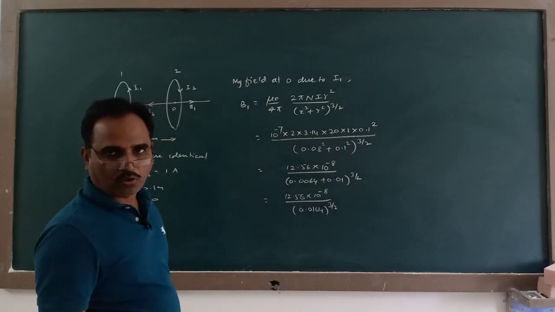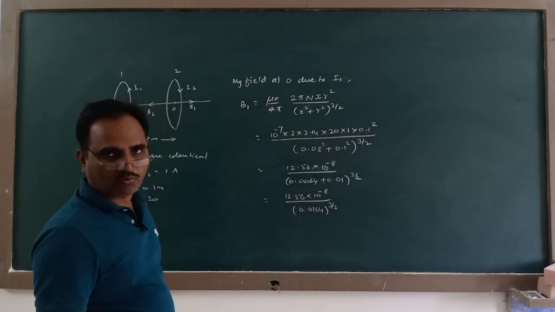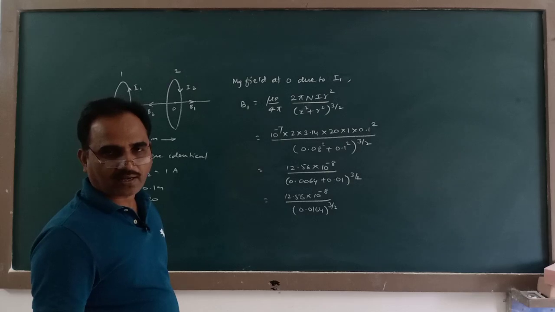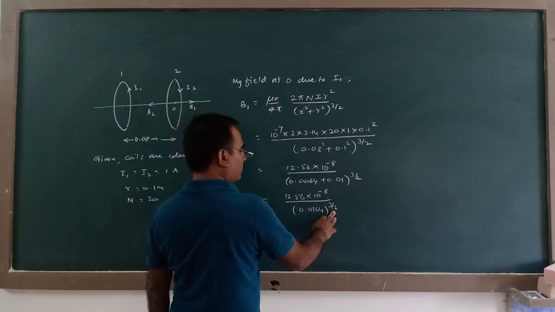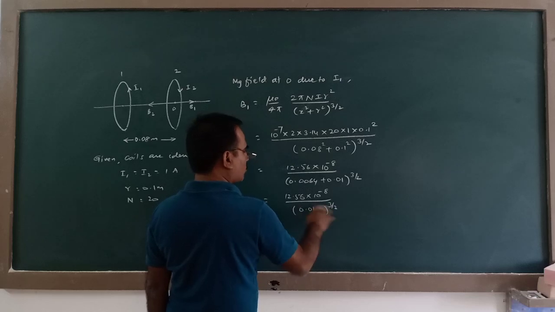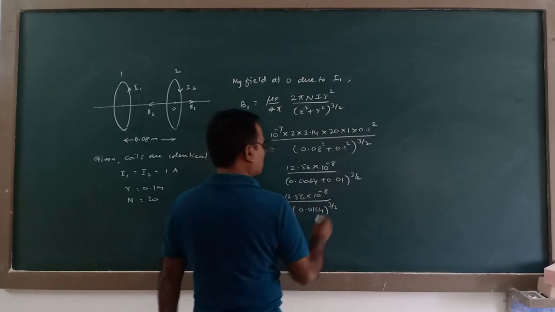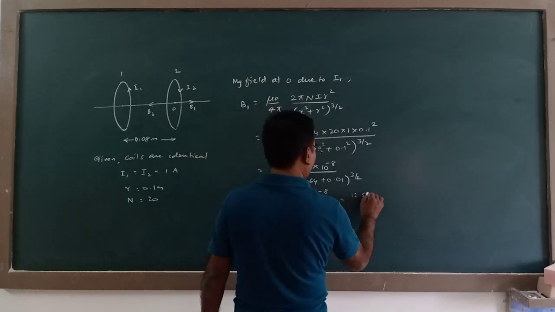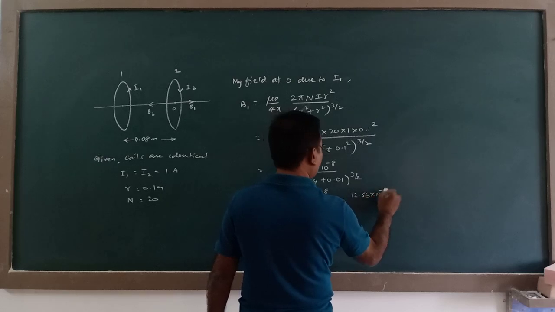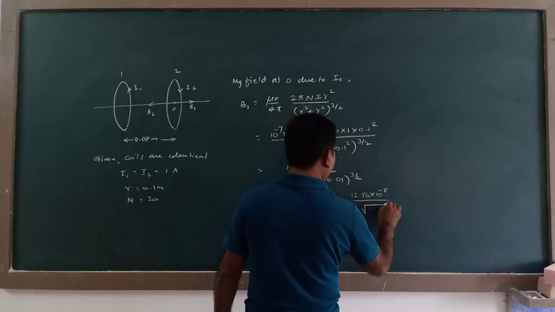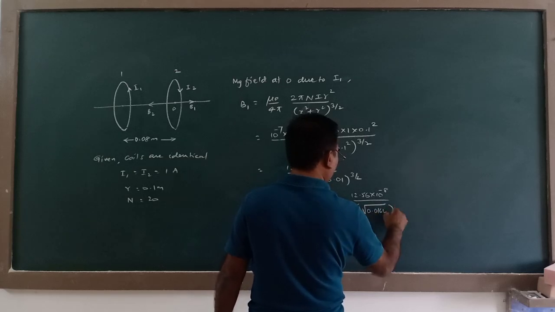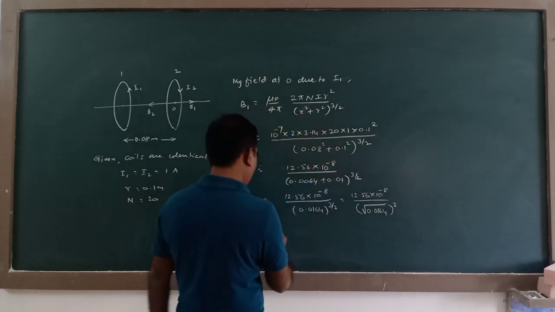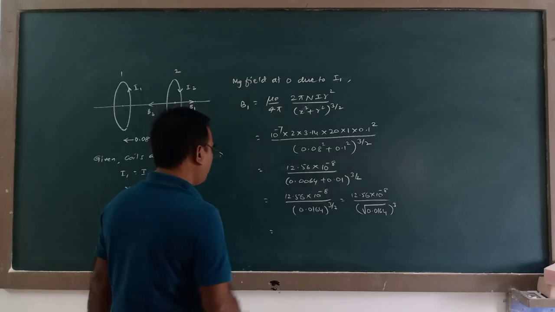How to find whole to the power of 3 by 2 when scientific calculator is not there? This whole to the power of 3 by 2 is nothing but square root cube. So this can be written as 12.56 into 10 to the power of minus 8 divided by under root 0.164 whole cube. So you find this value, you will get B1.